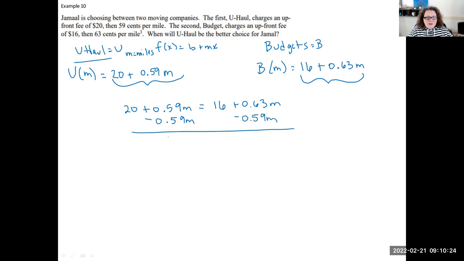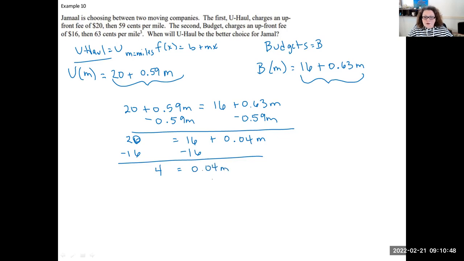And I get 20 is equal to 16 plus 0.04 M, 63 minus 59 is 4 cents per mile. All right, now I need to move the 16 over. And I get 4 is equal to 0.04 M. Still solving for M, divide both sides by 0.04. And I see that M is equal to 100 when you divide.